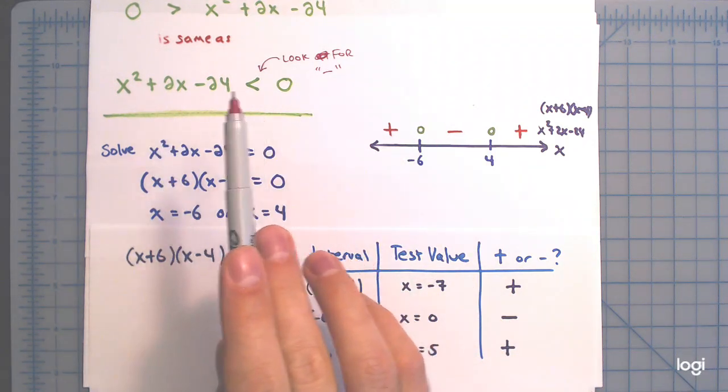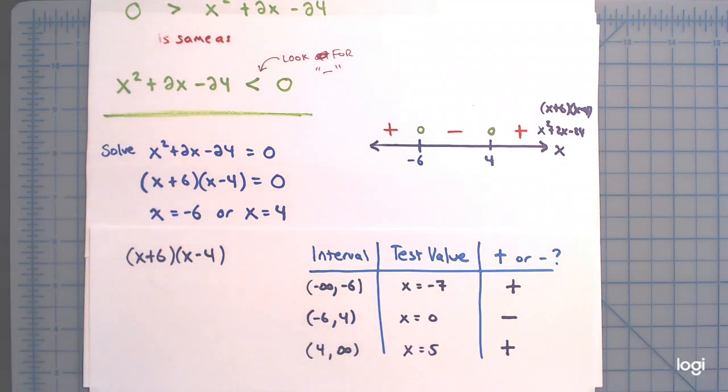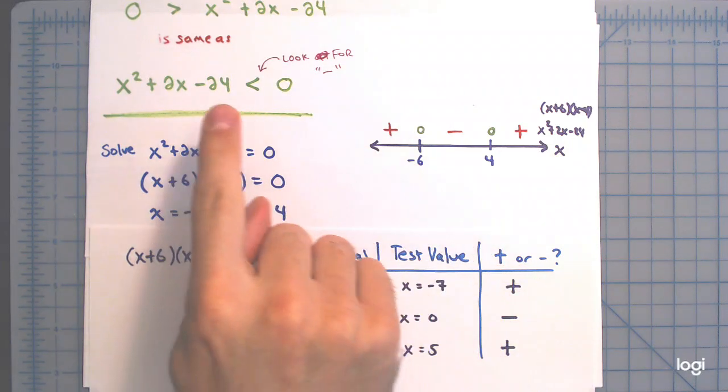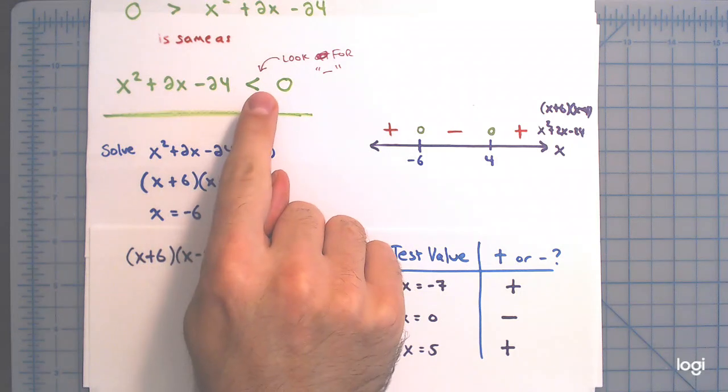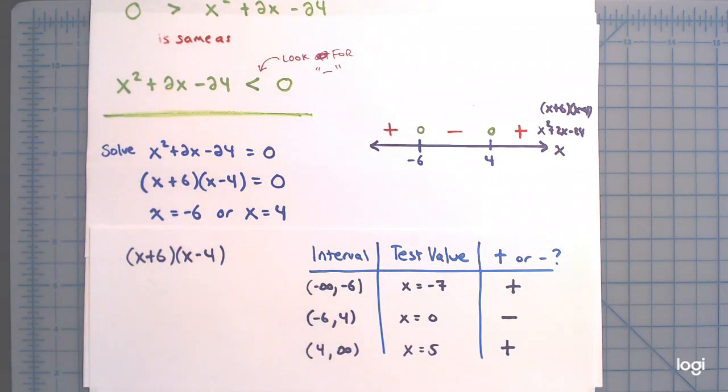that make this expression less than 0 and would actually satisfy this inequality, and that would be this interval of numbers between negative 6 and 4, but not including negative 6 or 4, right? Negative 6 makes that expression equal 0, not less than 0. Same thing for 4. It makes this expression equal 0, not less than 0. All right, so our solution set.